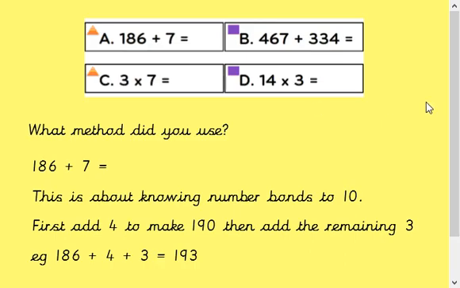The first question, 186 plus 7. It's all about knowing your number bonds to 10, really. First job, to add on 7 to 186, is to add 4, to take that number up to the next 10. In this case, we would add 4 on to make 190, and then this would leave us 3 more to add on, and that would make 193.